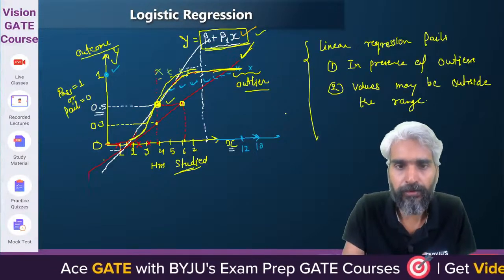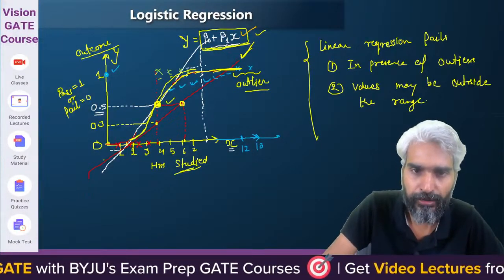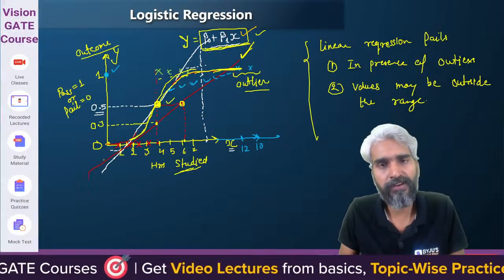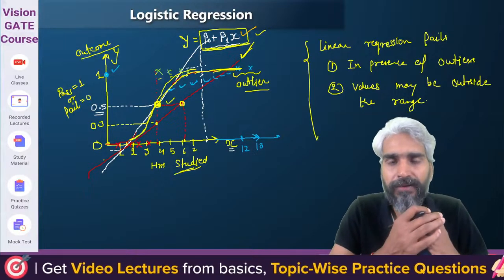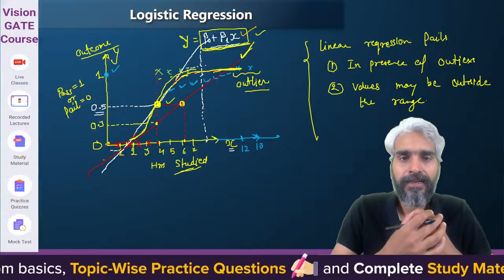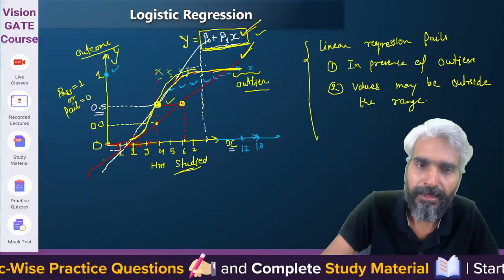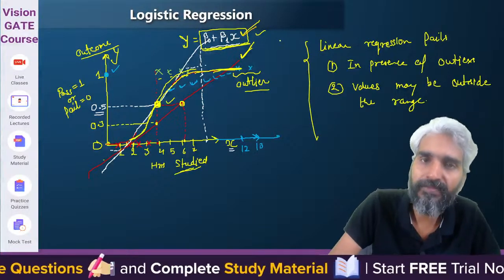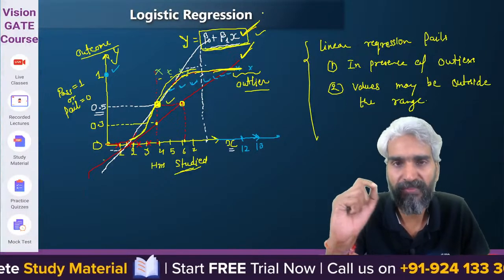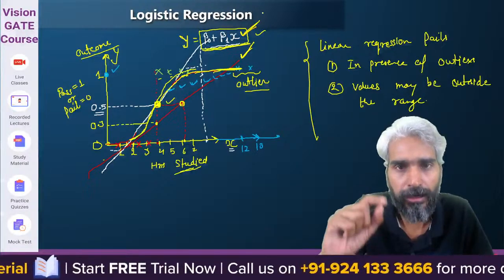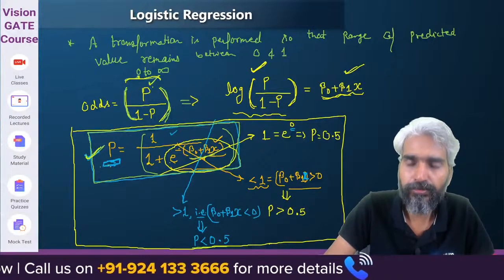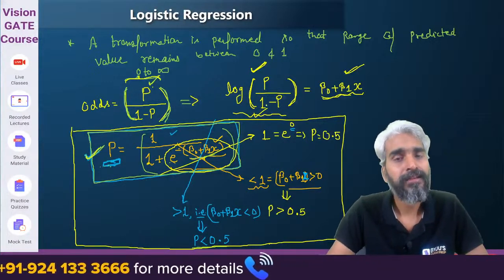Because the value of this equation, or the values of beta 0 plus beta 1x, can be anything between minus infinity to infinity. For different values of x, the value of beta 0 plus beta 1x can be anything between minus infinity and infinity. Now the same equation beta 0 plus beta 1x should be used to define the probability that the student will pass or student will fail. Right? So let's assume that P is the probability that the student will pass, 1 minus P is the probability that the student will fail.